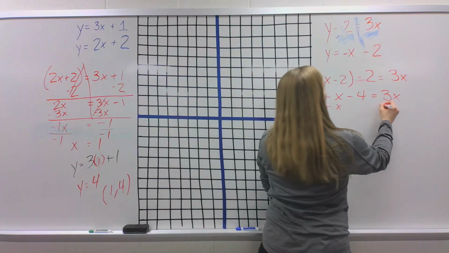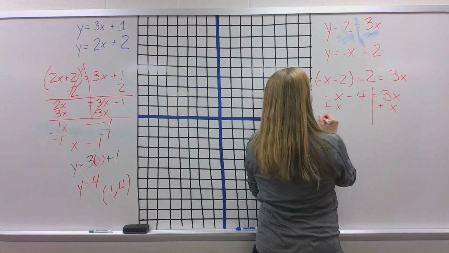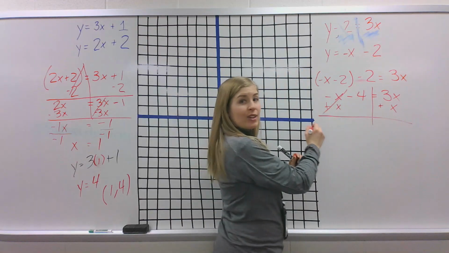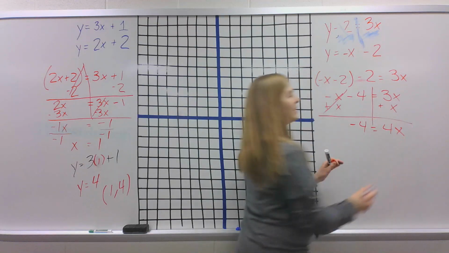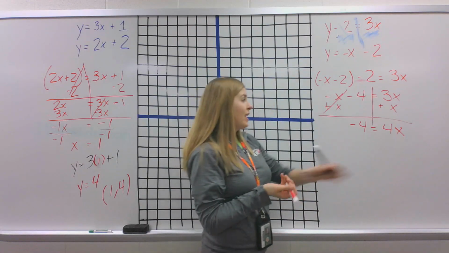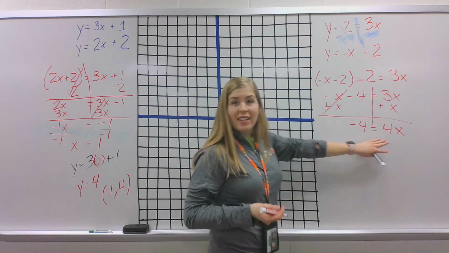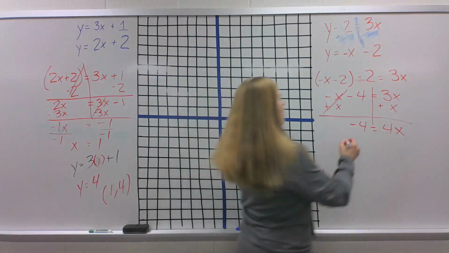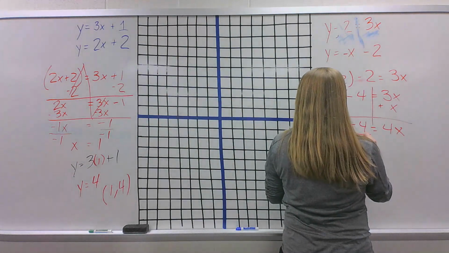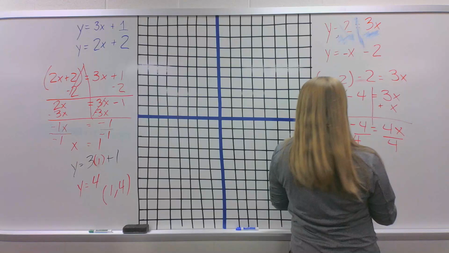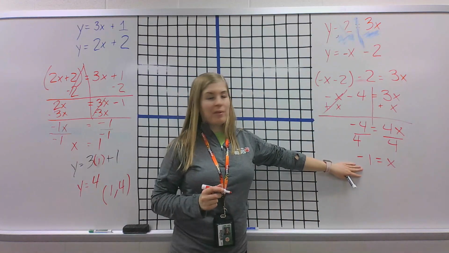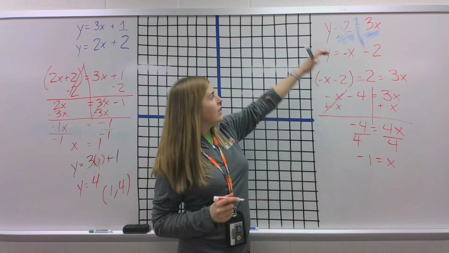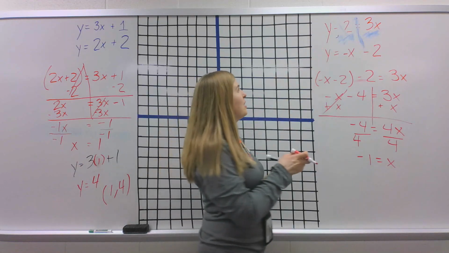So I'm going to add x to both sides. They cancel out. Negative 4 equals 4x. And then what do we do to try to get x by itself? We're going to divide both sides by 4. X equals negative 1. So we're going to plug negative 1 into one of our original equations.